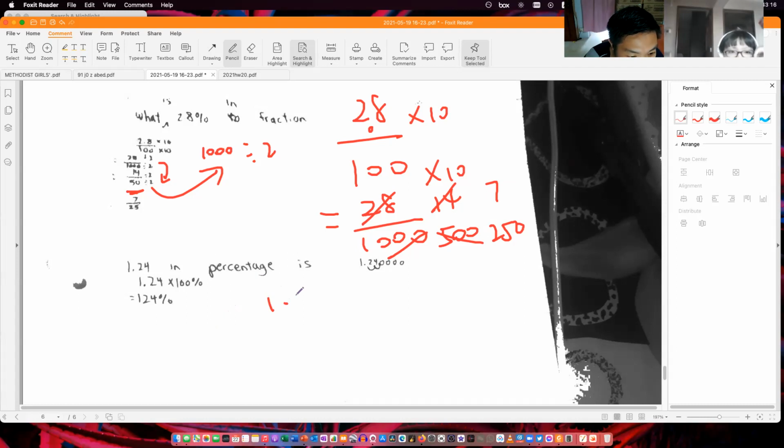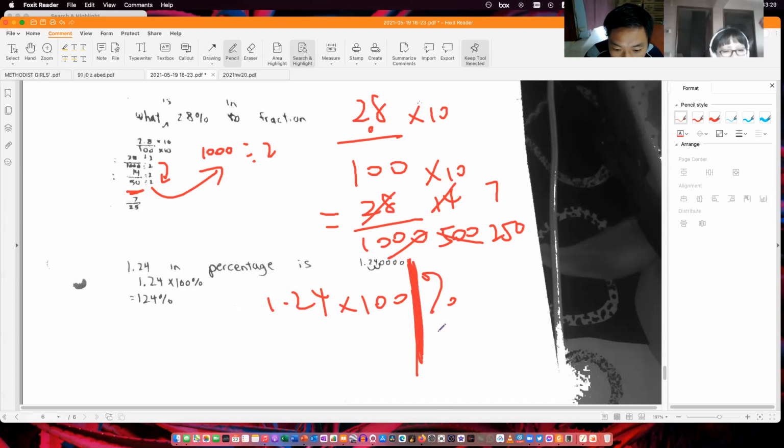Next, 1.24 in percentage. So you times 100%. So you still remember or not? You draw a invisible line here, right? Yeah. Then copy the percentage down, and then you just do the fraction here. So this is the answer. Okay?